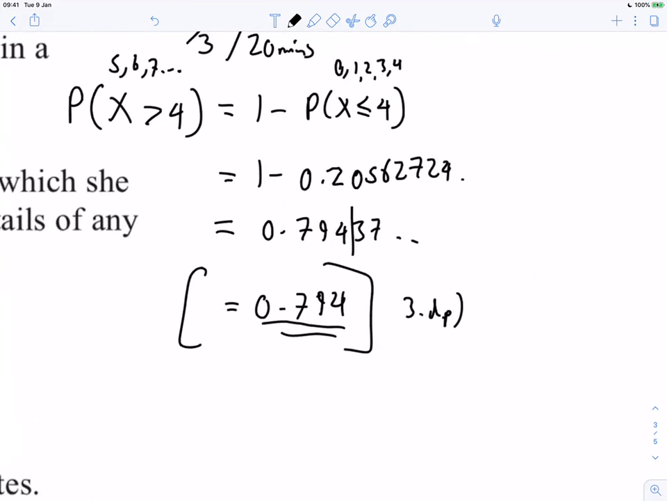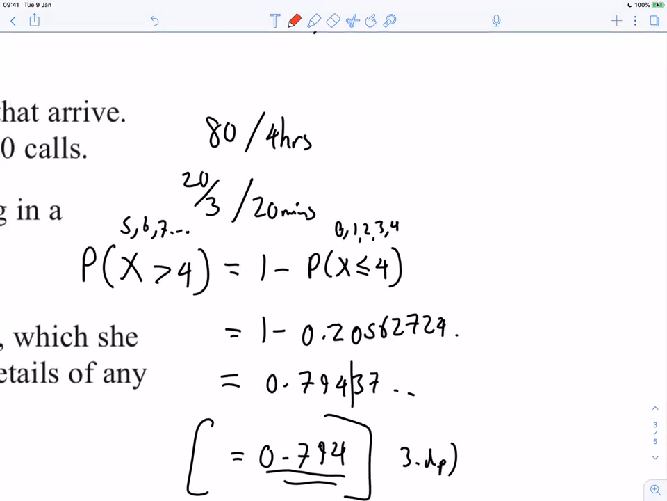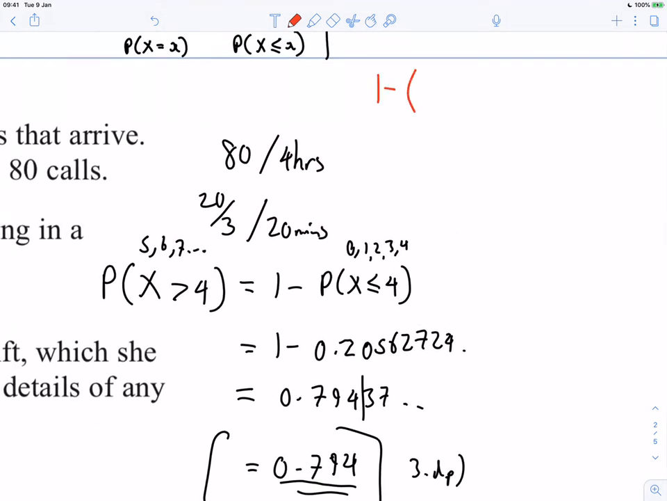Okay, if you're curious as to how you would do this without a calculator, then the actual calculation would be as follows. You would do 1 minus, and now the probability of 0 would be 20 over 3, that's lambda, to the power of x, which is 0, times e to the minus lambda, which is minus 20 over 3, all over x factorial, which is 0 factorial, plus the probability for 1, so it'd be 20 over 3 to the 1, times e to the minus 20 over 3, all over 1 factorial. By the way, 0 factorial is 1.